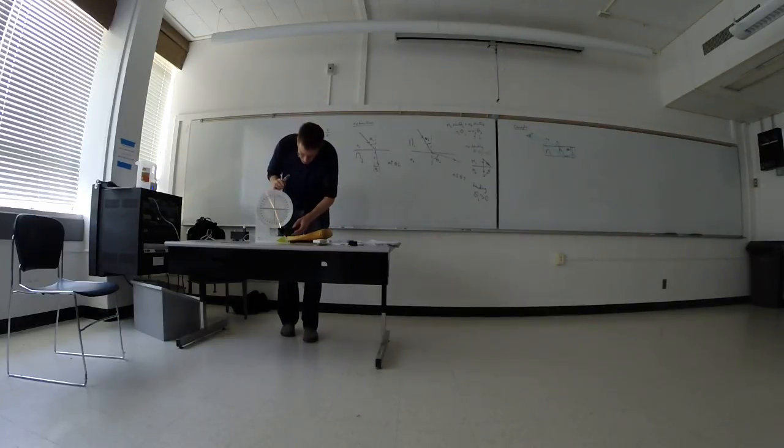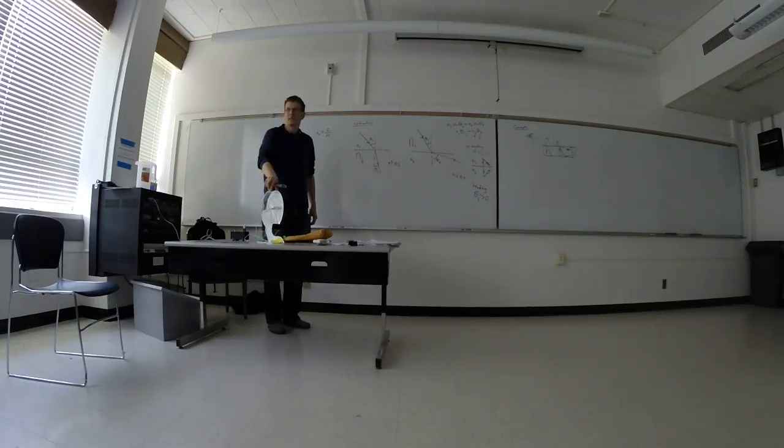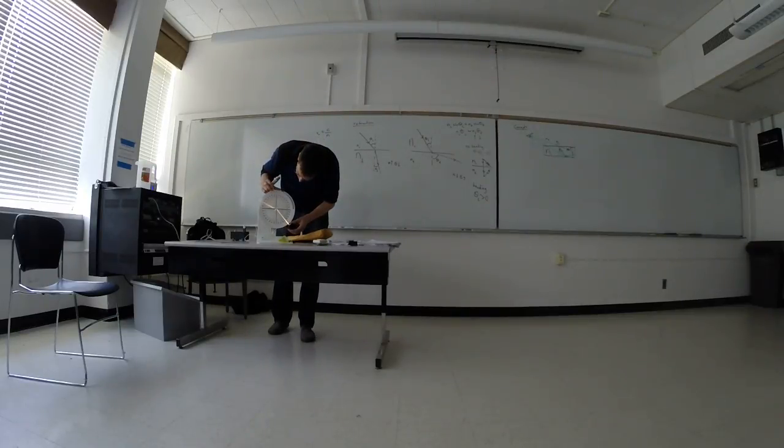Let me try increasing the angle a little bit more. Let's go to, I don't know, 40 degrees. So I'm 40 degrees from the normal on the incident side. It's going 60 or so on the way out. It's bending away from the normal. Okay? Let me go a little further.